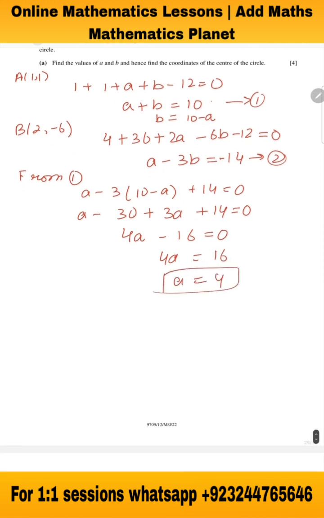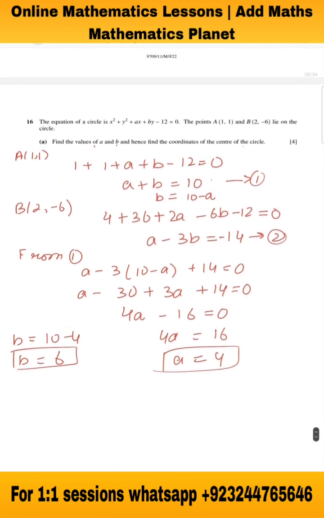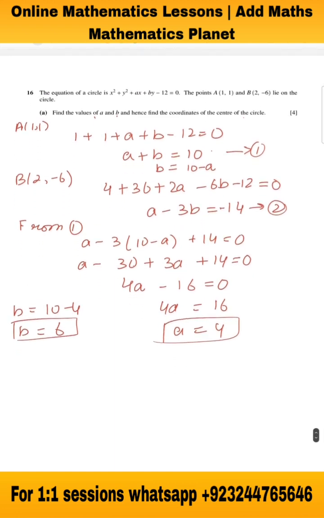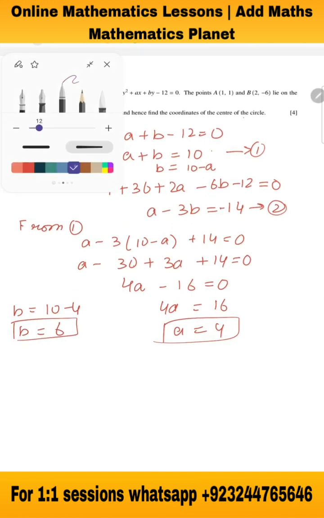If A is equal to 4, what will be B? B is equal to 10 minus 4. So we get the values of A and B. So the question was find the values of A and B, and hence find the coordinates of the center of the circle. So now we need to find the coordinates of the center of the circle. So equation of the circle is given to us by putting the coordinates of A and B. We can easily find the center of the circle.